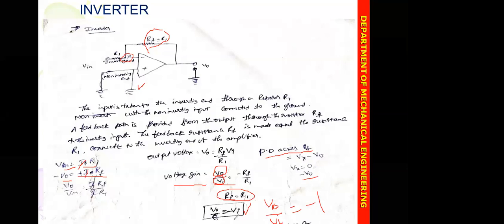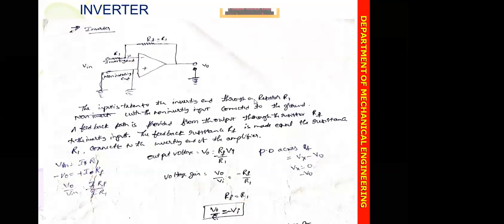In household appliances, when the power is unexpectedly shut off, the inverter automatically turns on with the same voltage. Any questions from this? Any questions? If there are any questions, you can post them in the chat box. Next, we'll go for the next one.